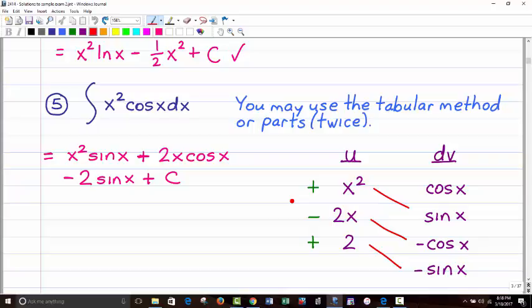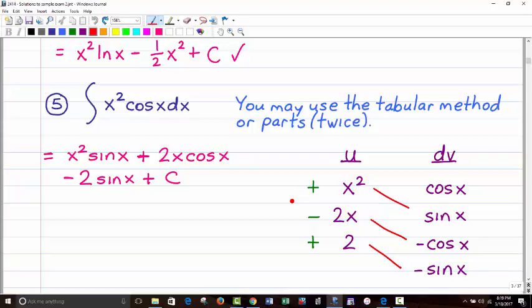The tabular method is best used when you combine x with either sine, cosine, or e. I possibly could do it with the ln's and the arcs, but there's no point, because with the ln's and the arcs, you only have to do integration by parts once anyway. So there's no benefit to using the tabular method. The tabular method is beneficial to simplify repeated integration by parts.